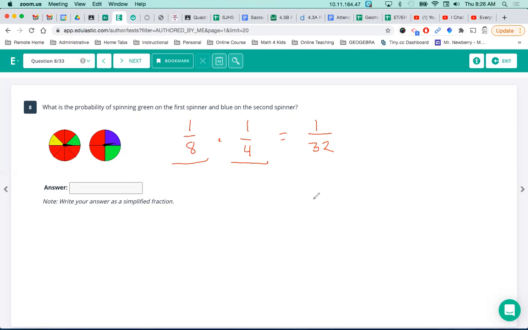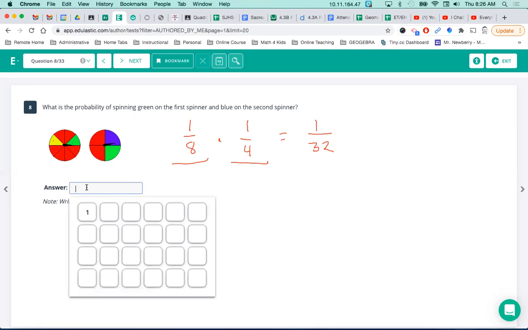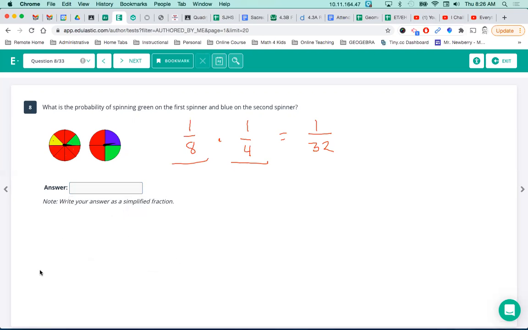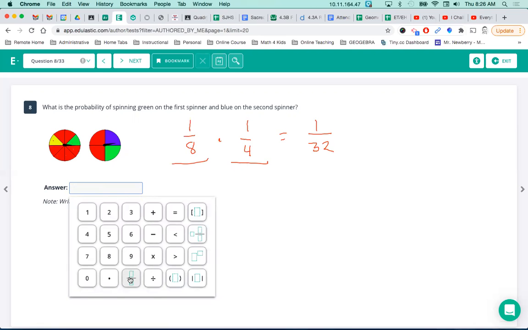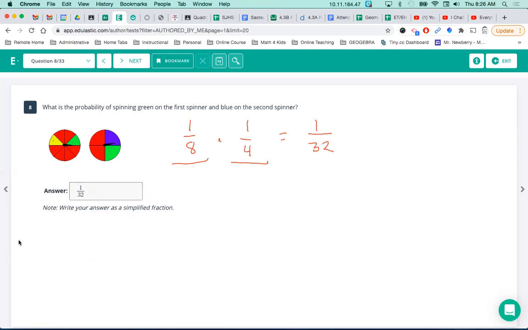8 times 4 is 32. Okay. Now, when we give our answer, if you click on it, it pulls up your math tools here. The direction said write your answer as a simplified fraction. Well, 1 over 32 is simplified. But again, click on the fraction button and type in your 1 over 32.